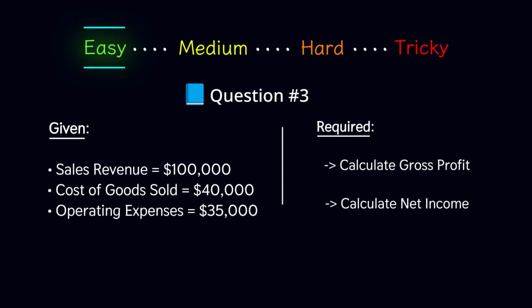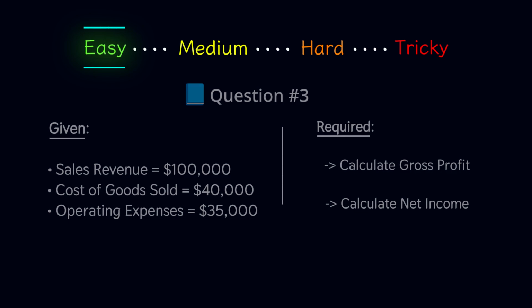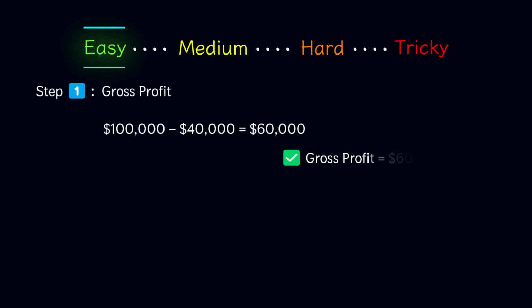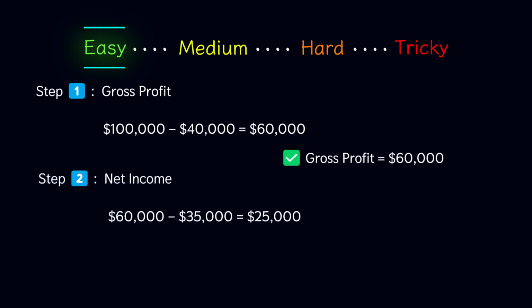Now let's add one more, very exam-friendly. Question 3. A company reports sales revenue, $100,000. Cost of goods sold, $40,000. Operating expenses, $35,000. Let's go slowly. First, gross profit. Sales minus COGS. 100,000 minus 40,000 equals 60,000. Now net income. Gross profit minus operating expenses. 60,000 minus 35,000 equals 25,000.